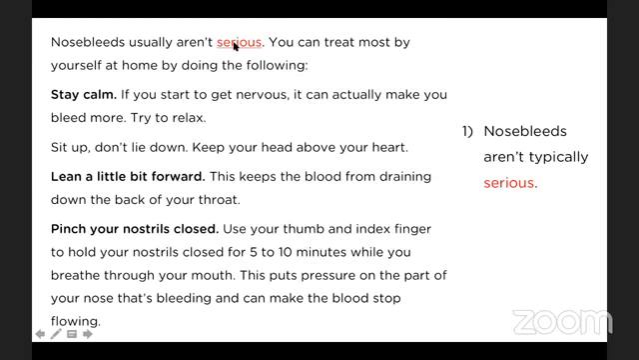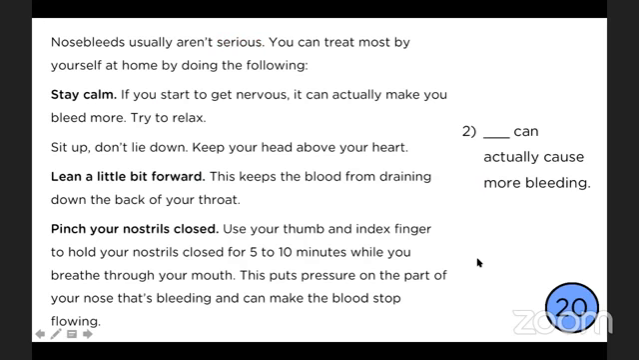Okay, so you've taken that word there directly from that sentence and you've put it in here. Here the sentence says nosebleeds usually aren't serious, and here it says nosebleeds aren't typically serious. So it means the same thing. It's written a different way, and that's the key word that you need to find. Let's do one that's a little bit more difficult this time.